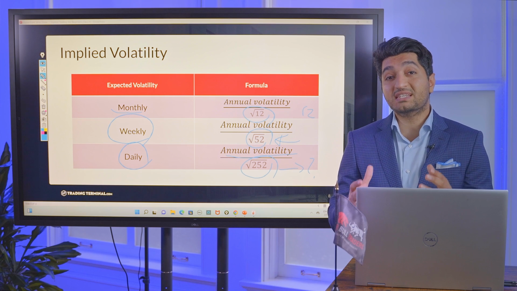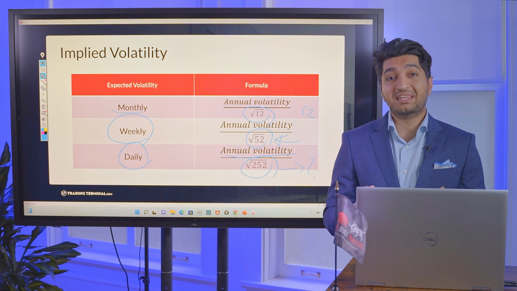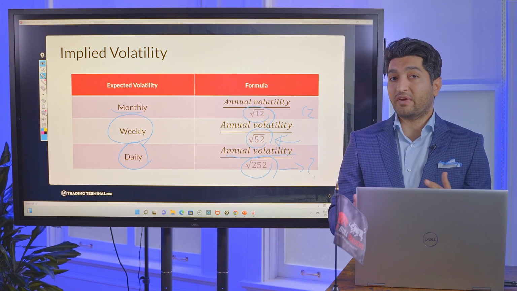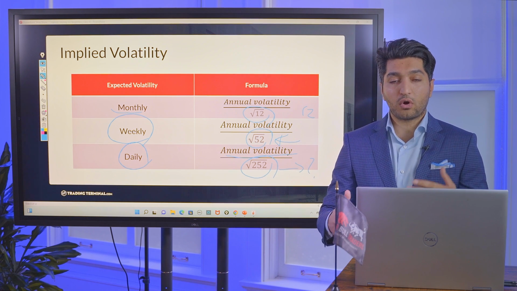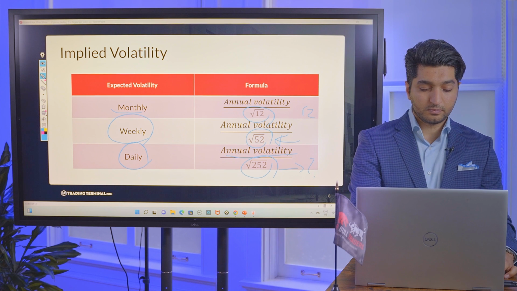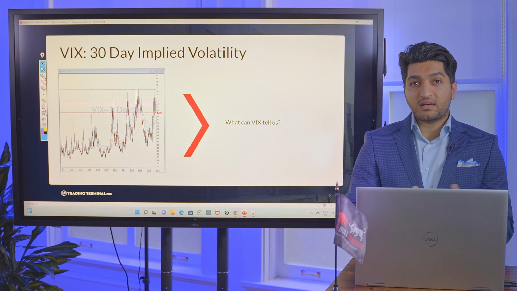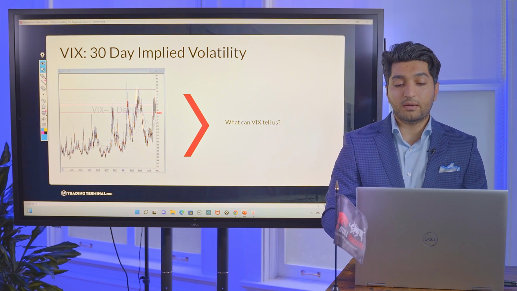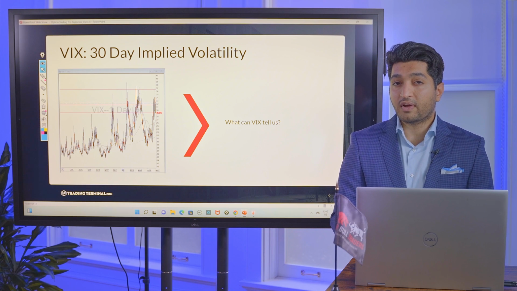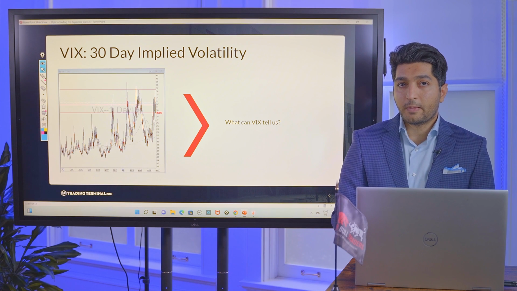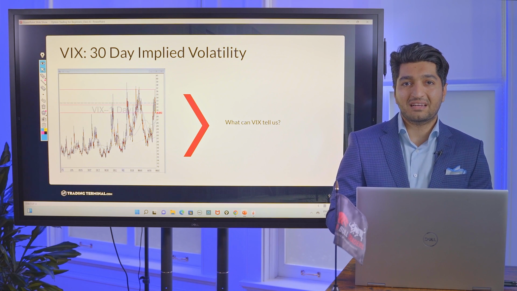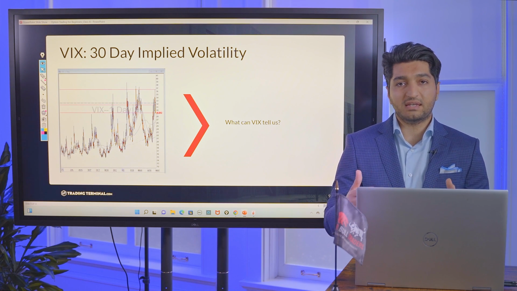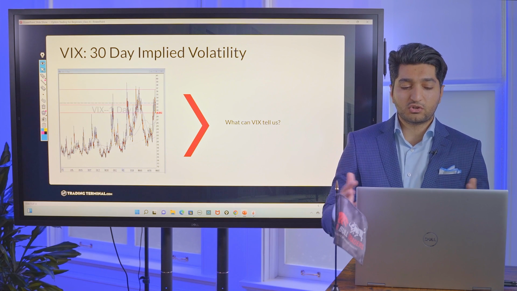And you can use this number to calculate the expected price of any stock in the day, in the next week, or even in the next year. VIX is simply the 30-day implied volatility of the S&P 500. So let's use those formulas and really see where we think the S&P 500, or the ETF that represents it, the SPY, is going to go.